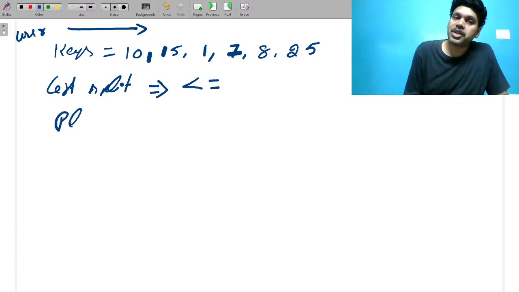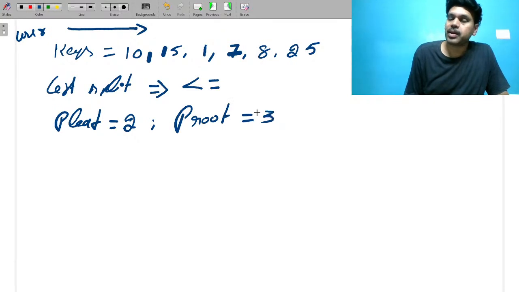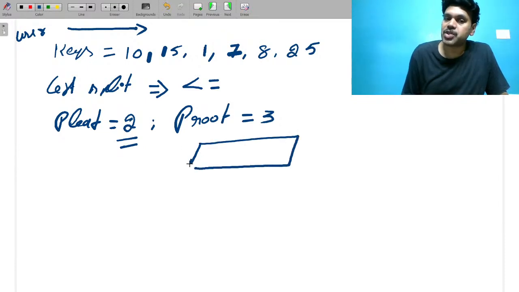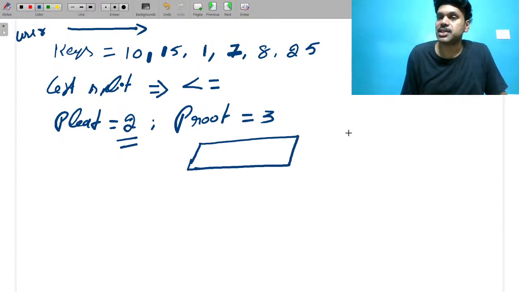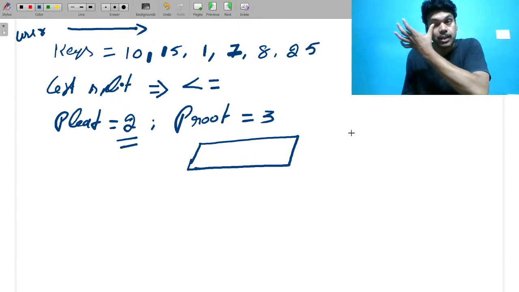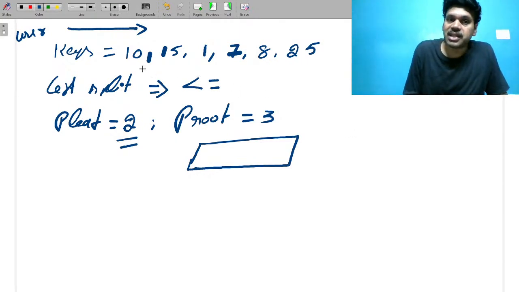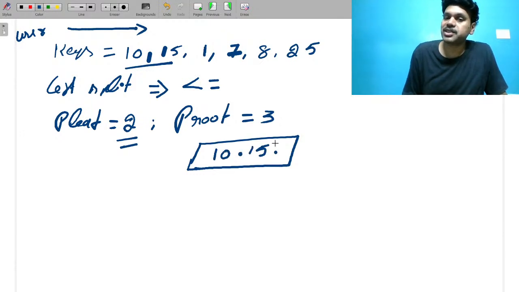You also need to provide two important things. What is your P leaf order and what is your P root order? Same as I have taken, two keys at a time I can insert, because initially I am starting with single level indexing, which is nothing but the leaf. So now the first two keys are 10 and 15, same as the previous.